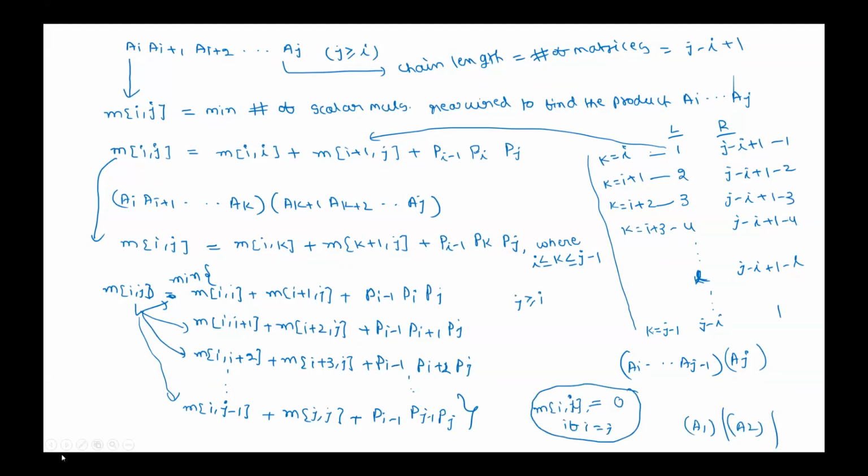So now what is the recurrence we have got? Can we say something like this? M of i,j equals the minimum over k, i less than or equal to k less than or equal to j minus 1, of Mi,k plus M(k+1),j plus P(i-1) Pk Pj. Is this clear? Are there any doubts in this?